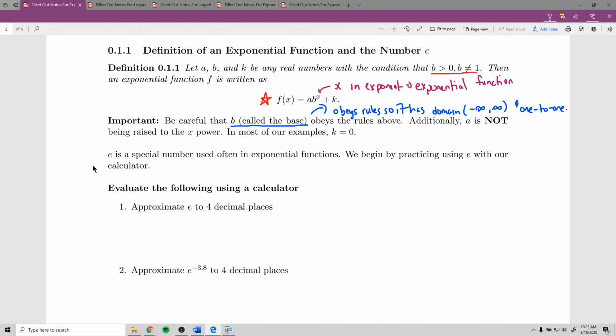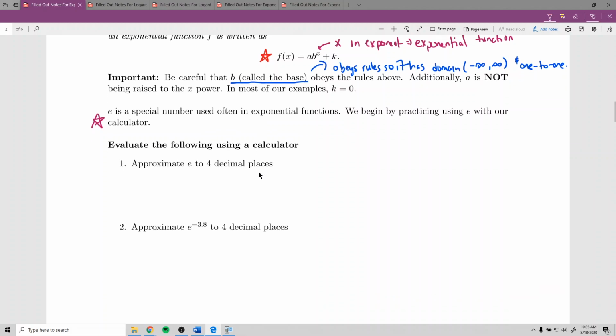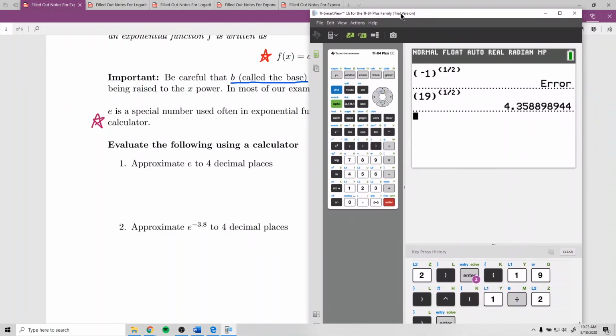All right, so e is a special number often used in exponential functions. Like mentioned above, it's called the exponential number. And just so you can see what it is, it's really just a number like pi. There's a button for it on every calculator. So if you want to evaluate e, the first one says approximate it to 4 decimal places. You can find e in 2 spots on this calculator. One is on the division sign, and one is on the button up here. The button says ln, and then on the second part it says e to the x. So you can do this with either one.